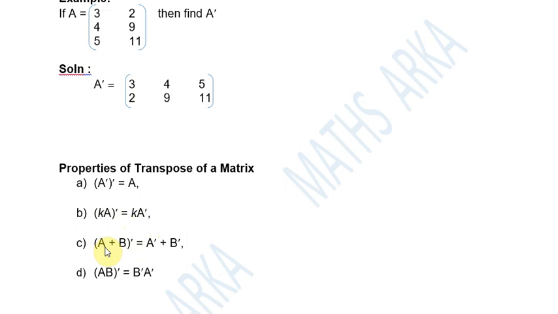And third property is A plus B transpose is equal to A transpose. Each of them gets transpose, A transpose plus B transpose. Then AB, the product of AB transpose, and that is equal to, just note that it isn't A transpose B transpose. The order is changed. First comes B transpose and then comes A transpose. So here we need to note this down, that A B transpose is, the ordering here changes. It is B transpose A transpose, not A transpose B transpose. So this thing needs to be remembered.